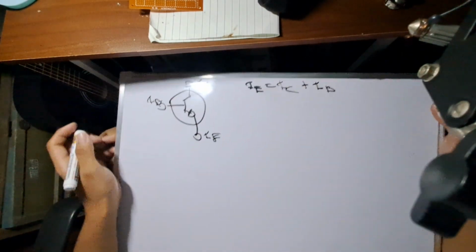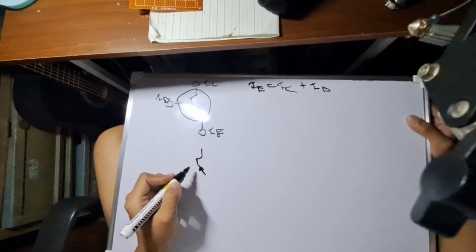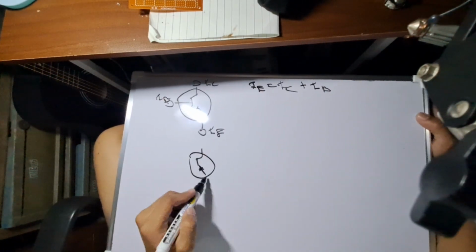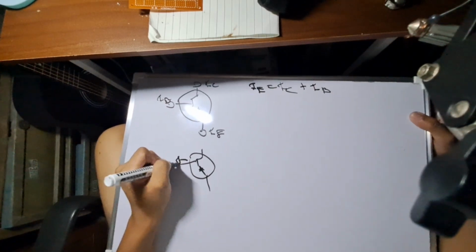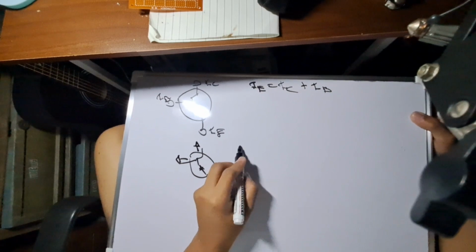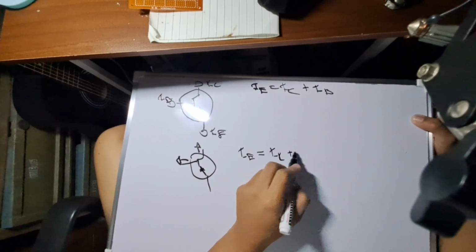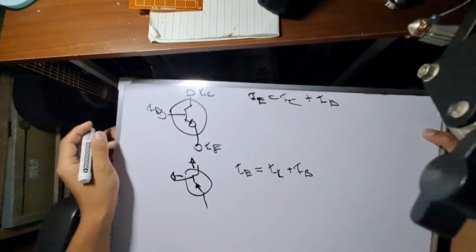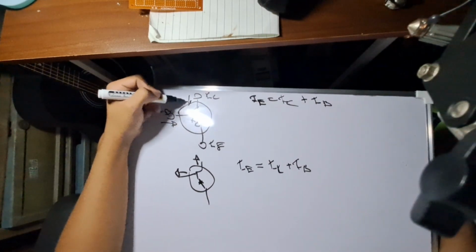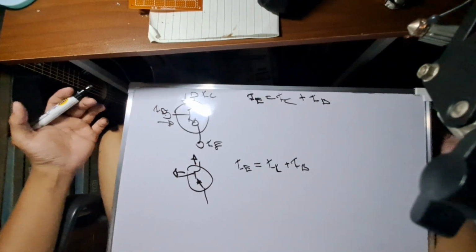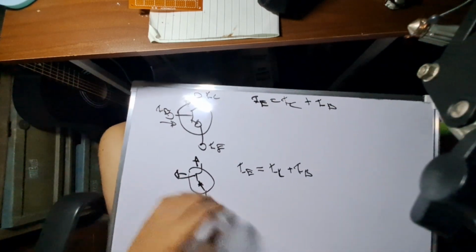In a PNP naman, ang difference, baliktad lang yung current mo. IE still IC plus IB, with the only difference sa NPN, papasok si IC, papasok si IB. Sa PNP, palabas si IB, palabas si IC. Yun lang yung difference niya.